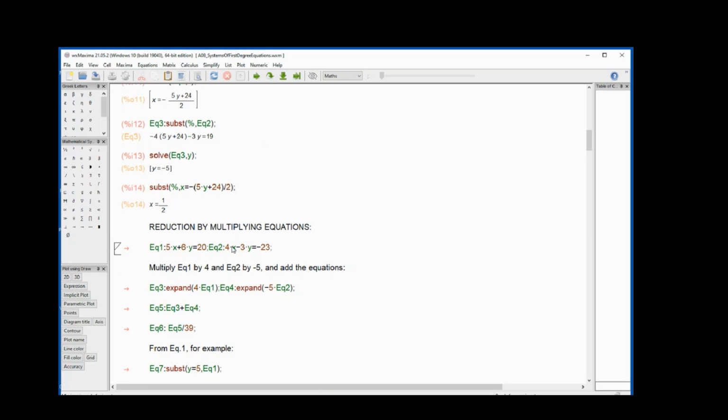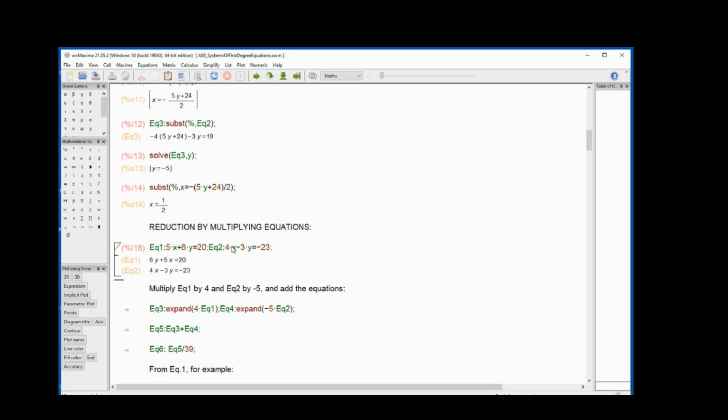Reduction by multiplying equations. This one, you've got to look for by inspection and say, okay, if I multiply equation 1 by 4 and equation 2 by minus 5, let's see what we get. So these are the two equations. We get a 20 and a minus 20x in there. So we took this 4 times 5 and 6 times 3.